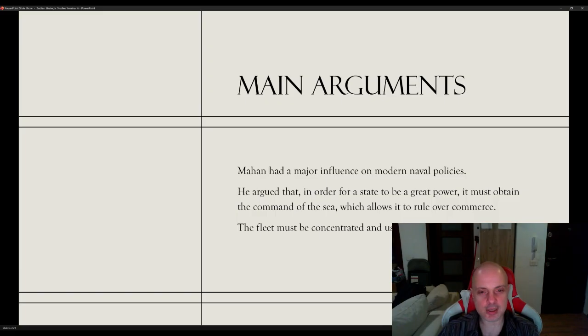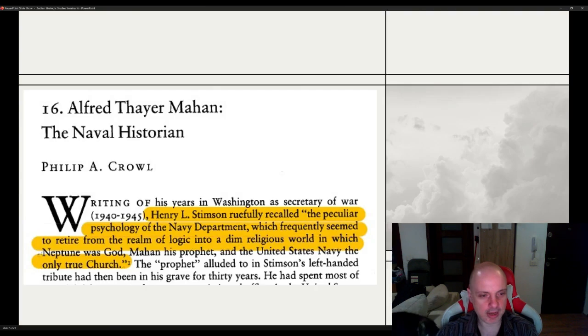The third argument is that a fleet must be concentrated, which means you must gather all your might in one place, and it must be used to gain decisive victories. So you shouldn't spread the fleet. You should use it to battle the enemy fleet. And if you destroy the enemy fleet, you have a command of the sea. And if you have command of the sea, then you can impose a blockade and basically coerce the other states. This is in a nutshell Mahan.